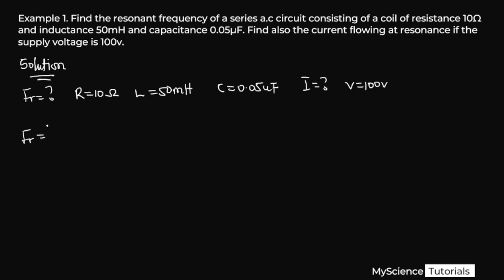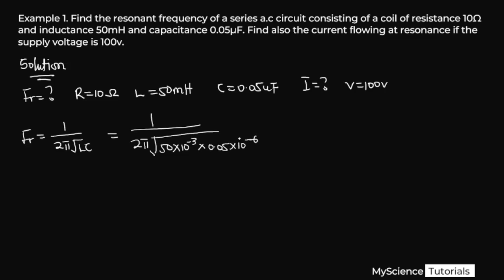So in our previous video, we saw that resonant frequency is equal to the ratio 1 over 2 pi root LC. So knowing that, we can go ahead and find our resonant frequency. So this is equal to 1 over 2 pi, the root of L, which is 50 times 10 raised to the power minus 3, multiplied by the capacitance, which is 0.05 times 10 raised to the power minus 6. Okay, so if we compute everything here into the calculator, we are going to get 3.183 kilohertz as our resonant frequency. Okay, so this is part I or A.